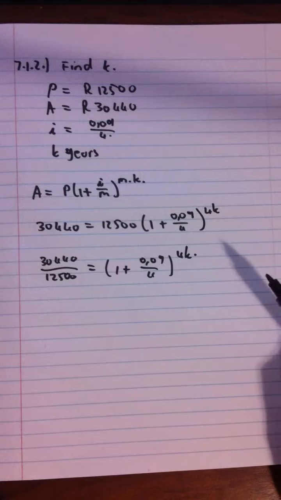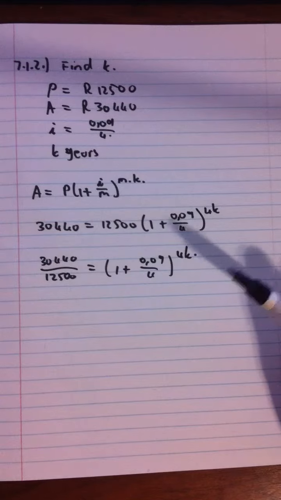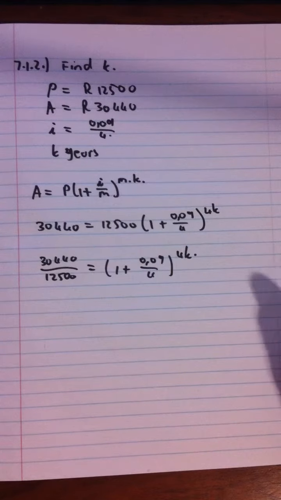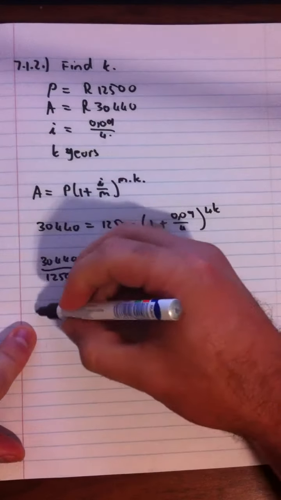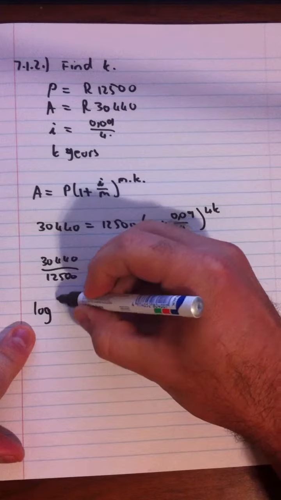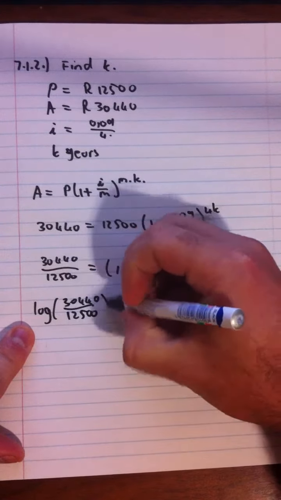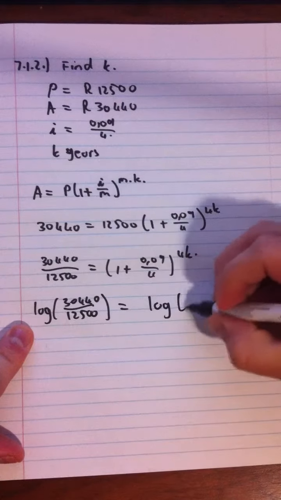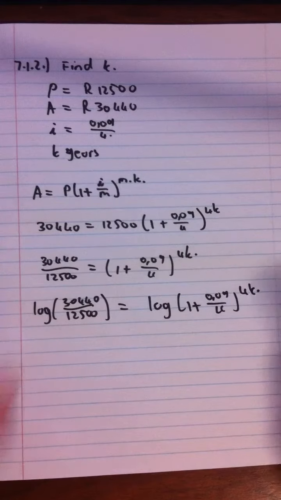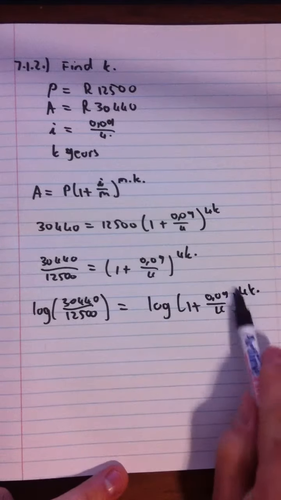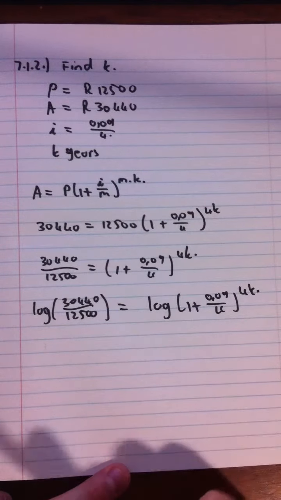Now, what do we see here? It's very difficult to find the 4kth root of something because we don't know what k is, so it's impossible. But what we can do is use logarithms because of the special property that logarithms have. So let's do that. Let's take the logarithm of both sides. So log of 30,440 over 12,500 equals log of 1 plus 0.09 over 4 to the power 4k. What special property am I talking about? This power. In logarithms we know that can just shift to the front of the whole expression.